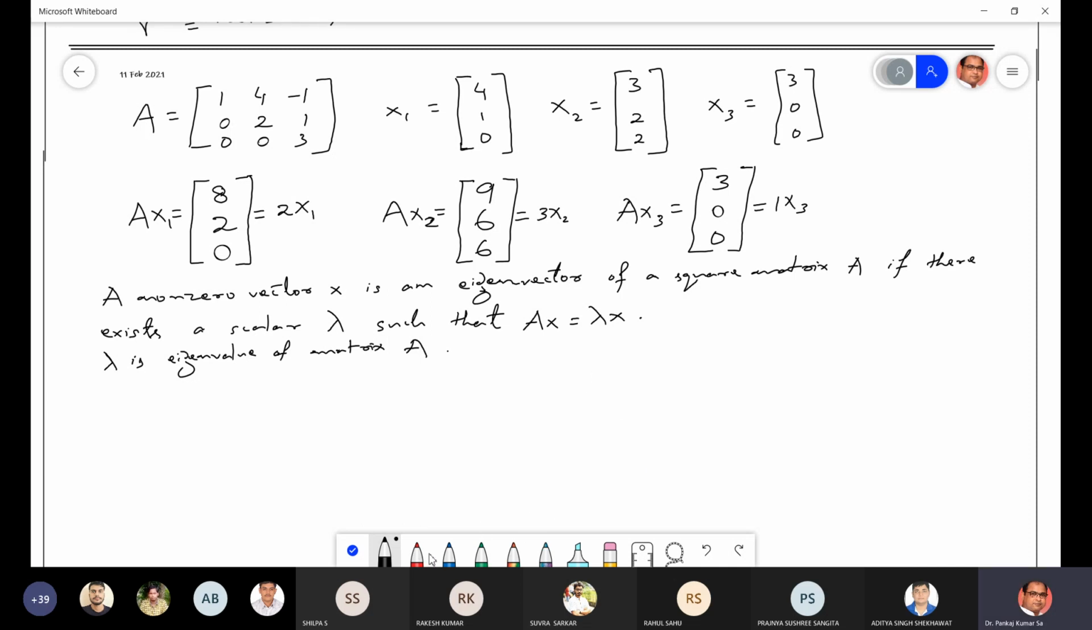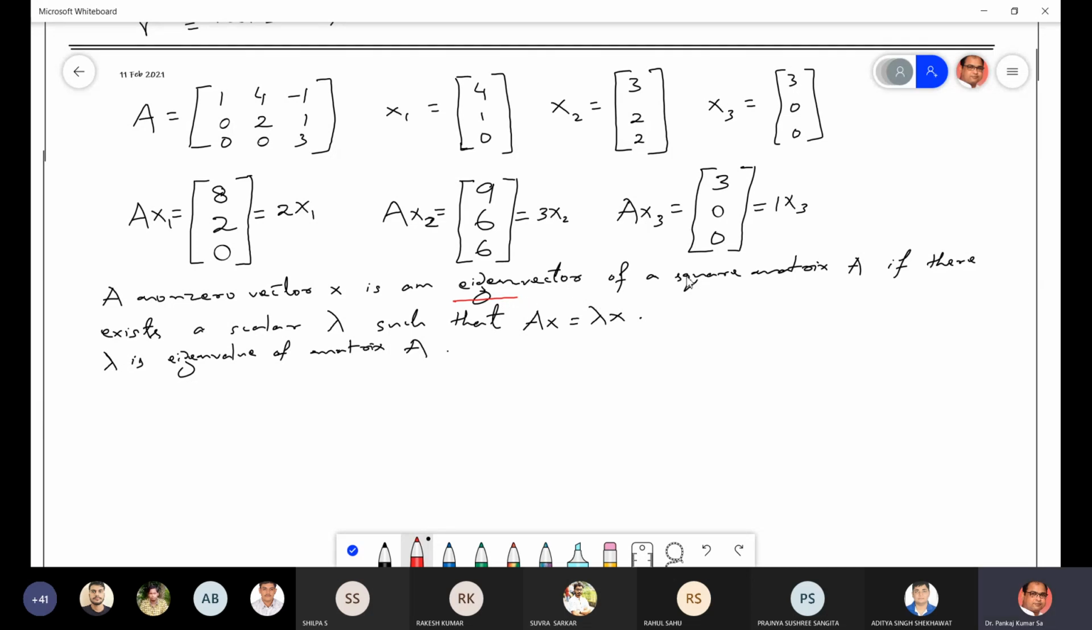Okay, here we have some keywords. Eigen is one of the keywords here, and from eigen you have eigenvector. Eigen is actually a German word. The meaning of eigen is characteristics.